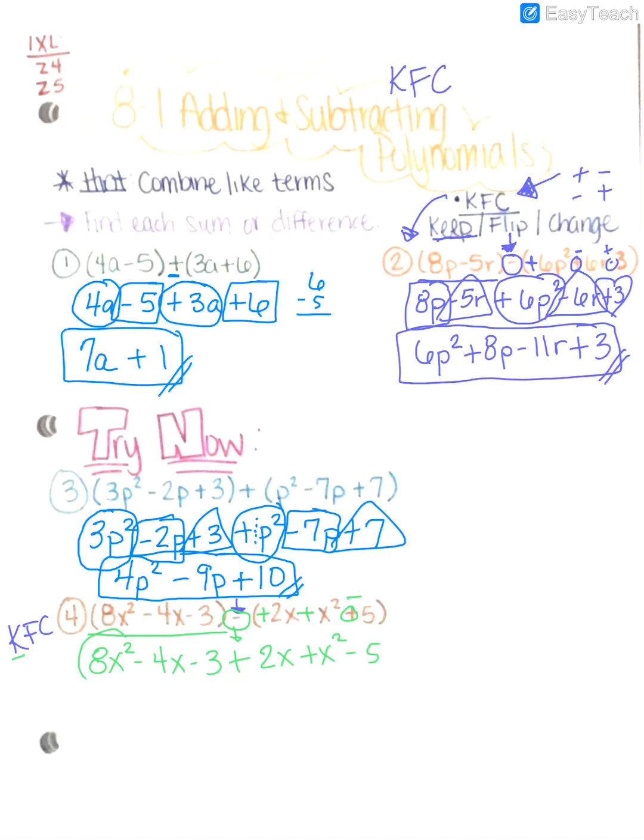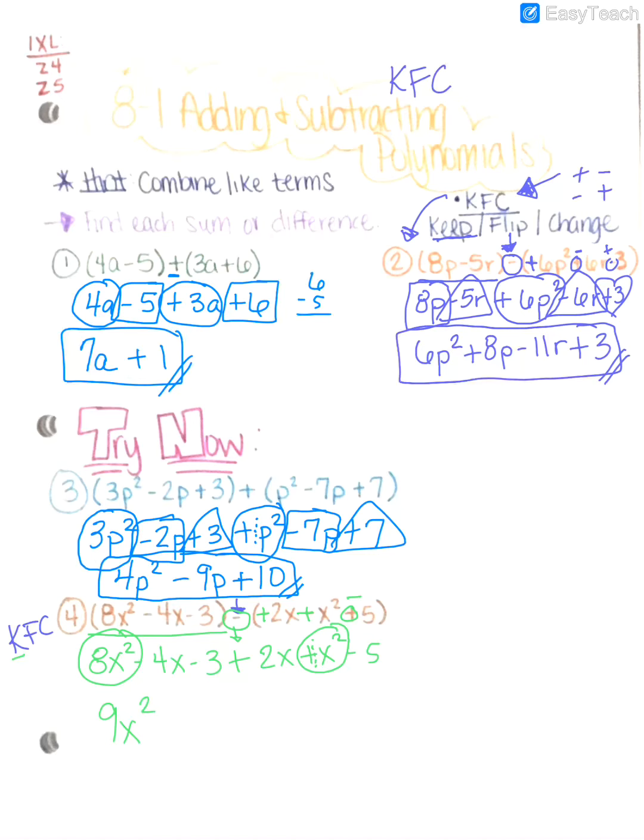And then from here we're going to go ahead and combine just like we did on number 2. So 8x squared, we're going to go ahead and combine it with, I'm sorry, not 2x, with x squared. And again, this is an imaginary one that we have there. And both of them are positive, so same sign, add and keep the sign. They'll give us a 9x squared.